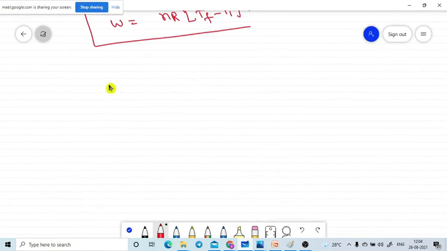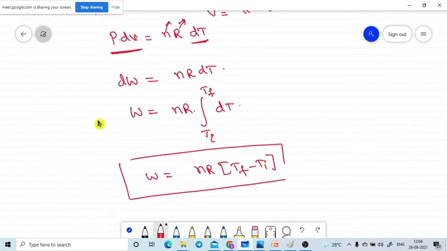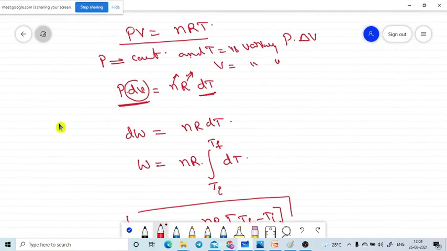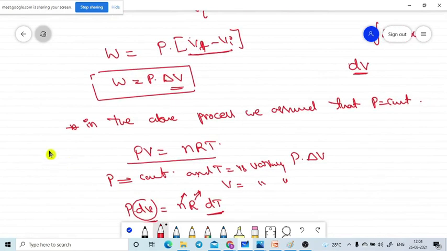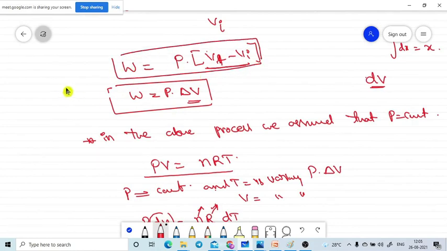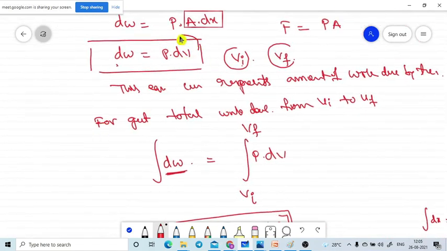Yes, please. P into delta V equals W, sir? Yes, that's why I wrote it here. P into delta V is equal to dW. Here the variable is there, that is called dW. Okay, sir, very sorry, here I need to write the delta. If you write it like this, we can directly take the W. Okay, yes, sir, done.